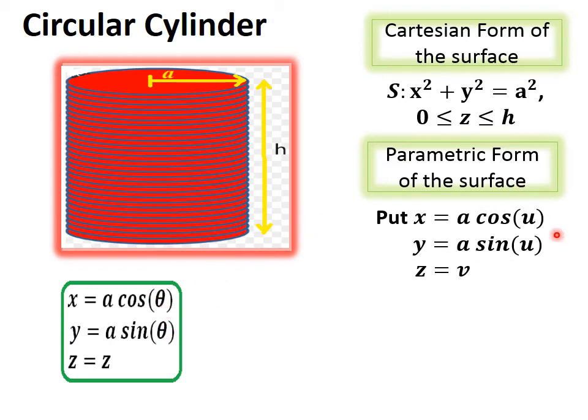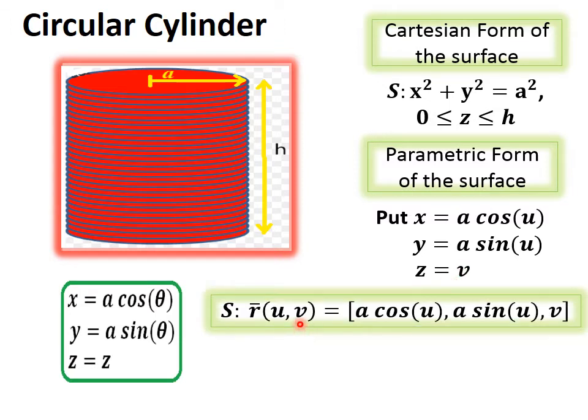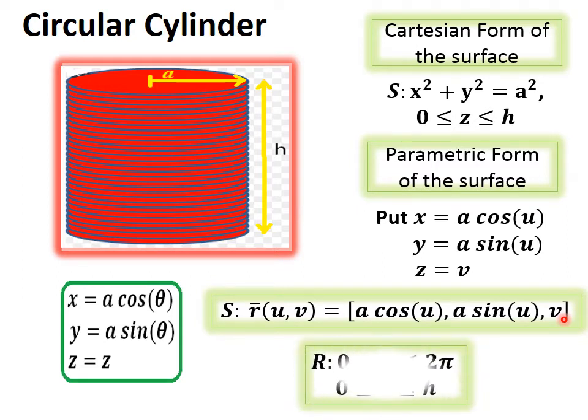Here take the angle parameter theta as u, take the height parameter z as v. So we got the representation x equal to a cos u, y equal to a sin u, z equal to v. The height v and the radius a are independent for the surface cylinder. So r bar of u comma v is a cos u i cap, a sin u j cap plus v k cap. How do you fix the bounds for u and v?